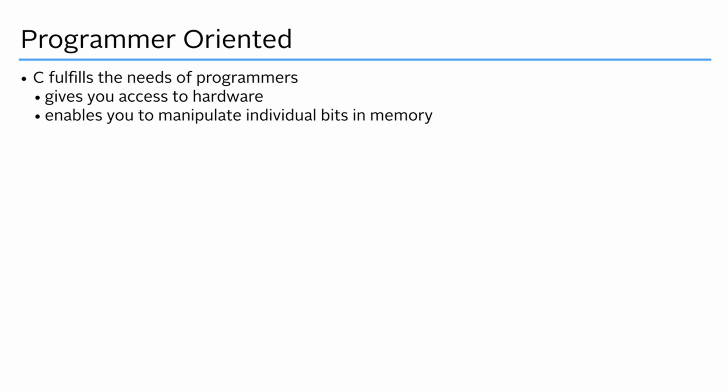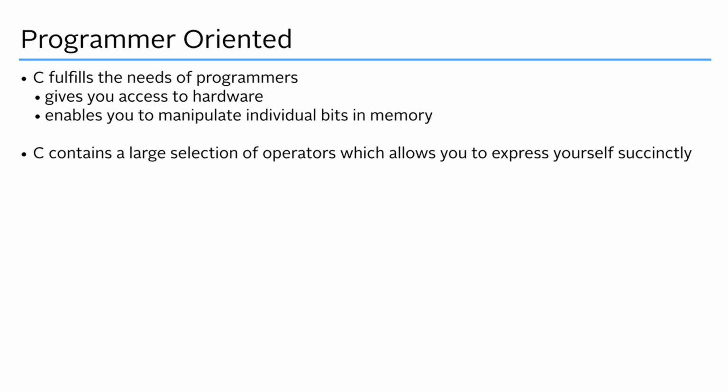In Java, you can't do a lot of these things like manage your own memory. C also has many other capabilities that allow flexibility, and I think that flexibility allows it to be more programmer-oriented because programmers like that. They like that flexibility. They don't want to be told what to do.